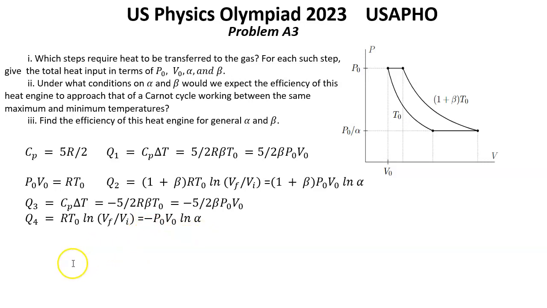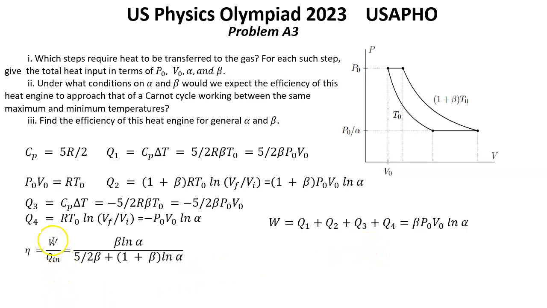Finally, we can count what is total work done by gas. That will be this expression, or beta P0 V0 logarithm alpha. And now we can count what is efficiency for this process. That will be work done by gas over Q in. And the Q in is just Q1 plus Q2. And finally we have this expression, which is the answer for question 3.